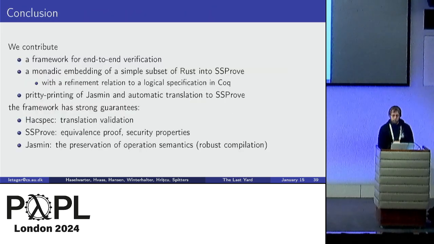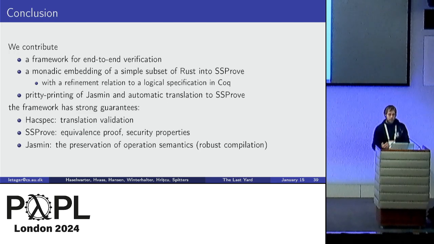Yes. So in conclusion, what we have done is contribute a framework for end-to-end verification, and we have made a monadic embedding of a simple subset of Rust into SS-proof with a refinement relation to a logical specification in Coq. We've done pretty printing of Jasmine and then automatic translation to SS-proof. And the framework we've done has strong guarantees. For hacspec, we have the translation validation, which says that the functional specification is equal to the imperative specification.